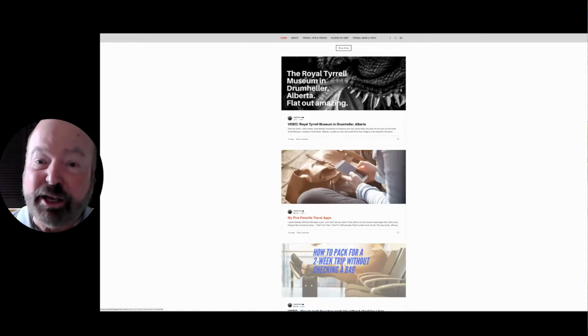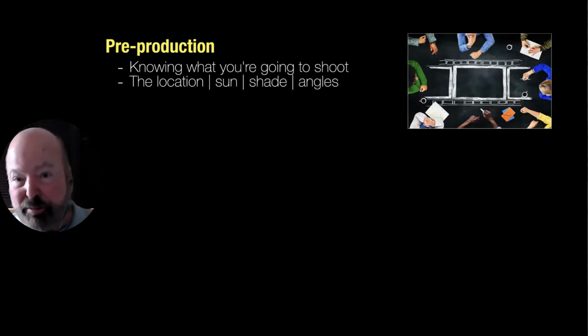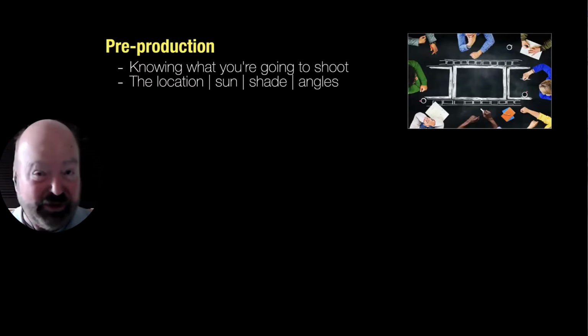And then finally, when it comes to the content, and this will be the last one for this session, this is what we call pre-production. This is when you're getting ready. What are we going to shoot? And then where's the location? Are we there at the right time of day so the sun is shining on it? By the way, overcast days are sometimes the best days to shoot because you don't have strong shadows. But you have to plan some of these things.